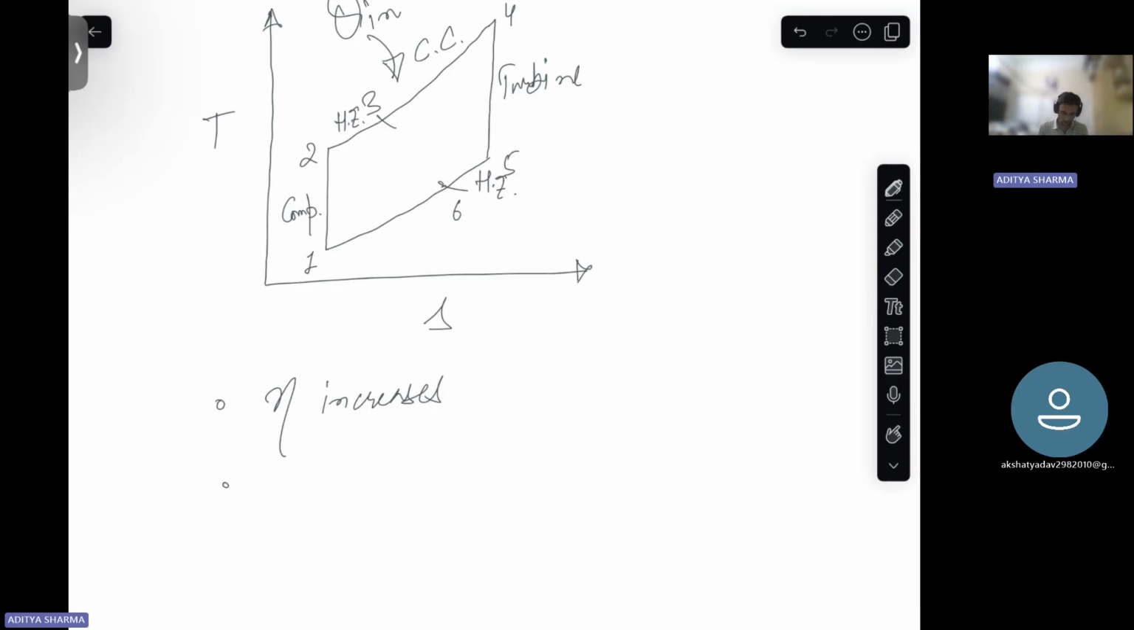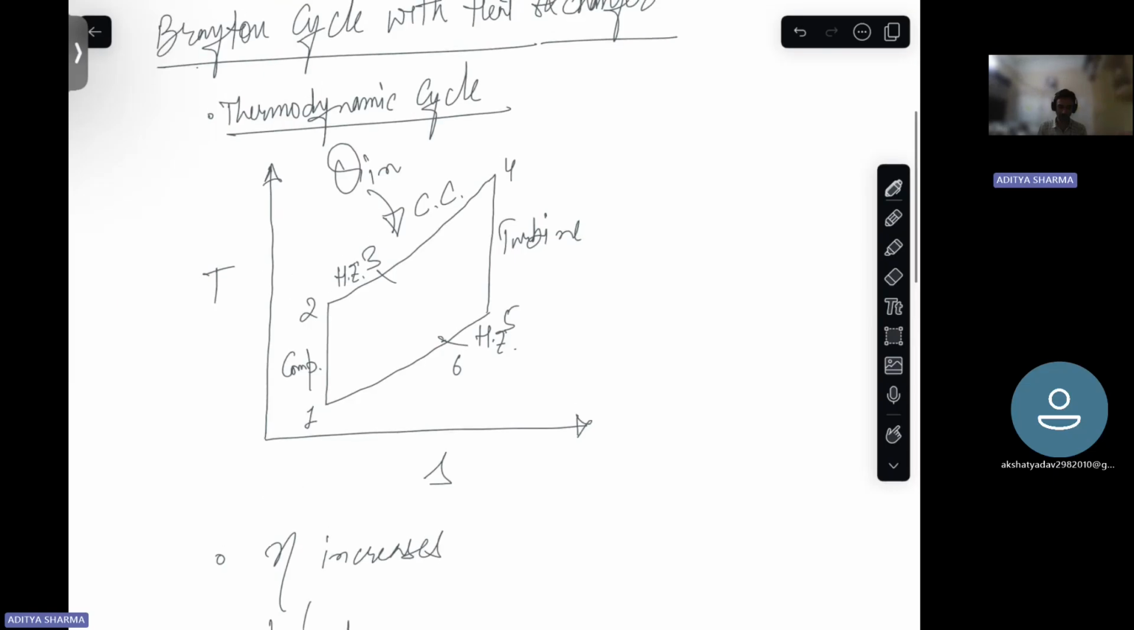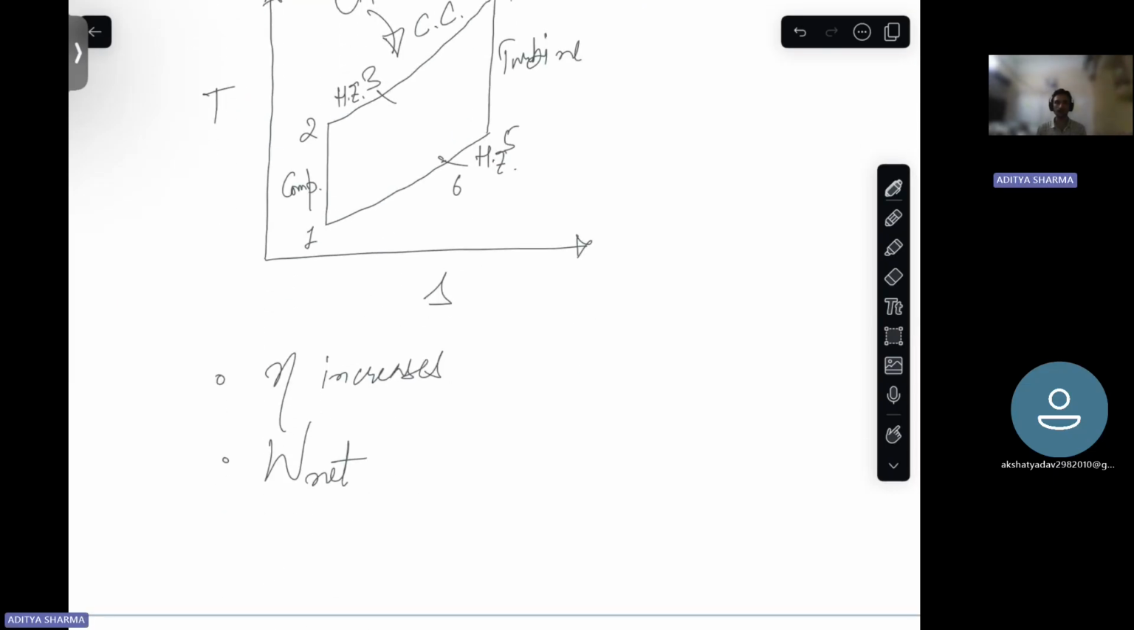And if you talk about the net work, does the heat exchanger do anything to your net work? The answer is no. It only helps in increasing the thermal efficiency of your whole system. So this basically is your heat exchanger in short.